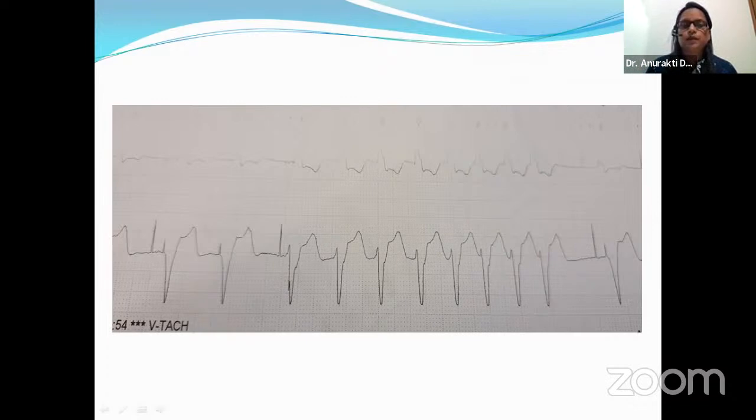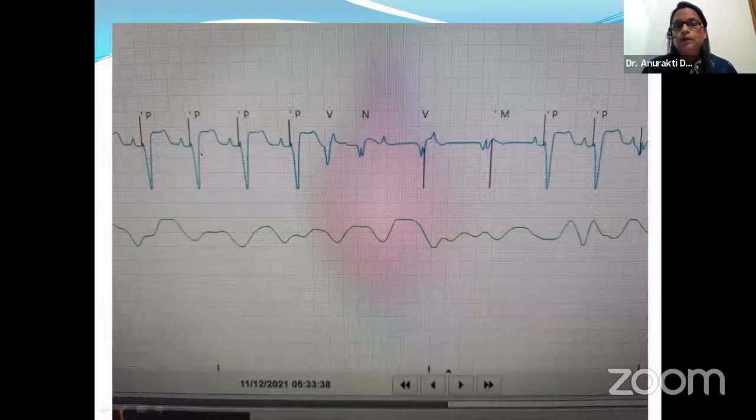This is also an implanted device. As you can see, there are all ventricular paced beats happening, and after that you can see some arrhythmia, which is ventricular arrhythmia. Here the patient had a feeling of a missed beat or dropped beat, and you can easily see that the pacemaker is not giving the ventricular impulse.